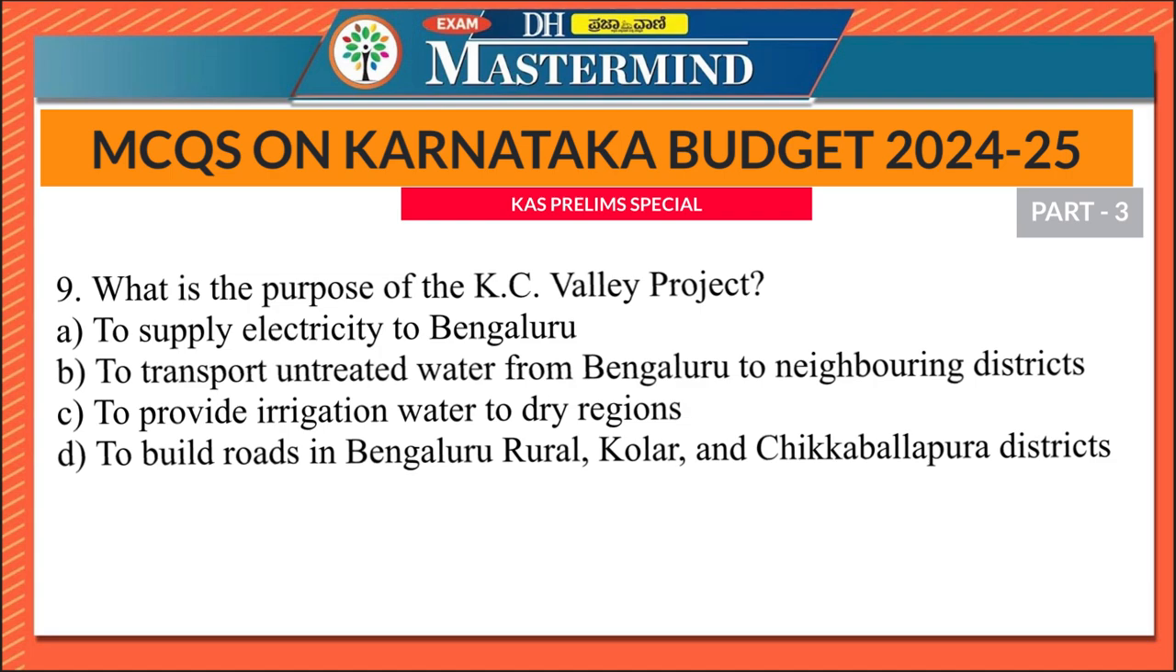To supply electricity to Bengaluru, to transport untreated water from Bengaluru to neighboring districts, to provide irrigation water to dry regions, to build roads in Bengaluru rural, Kolar and Chikkaballapura districts. So the right option over here, option C, to provide irrigation water to dry regions. You can actually eliminate one option very easily, that is to transport untreated water. Why will Bengaluru transport untreated water to its neighboring districts? Why will the state government pollute the neighboring districts of Bengaluru? So you can immediately eliminate this option because it is making no sense.